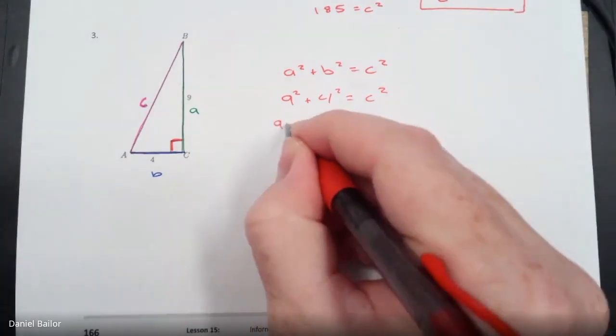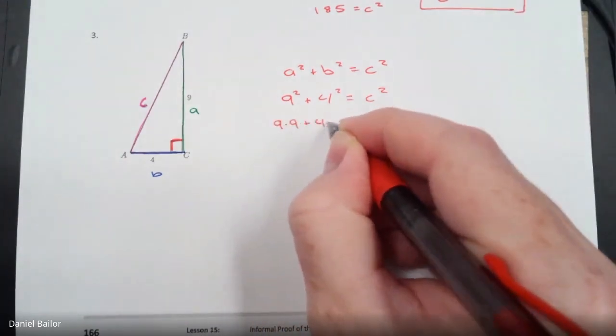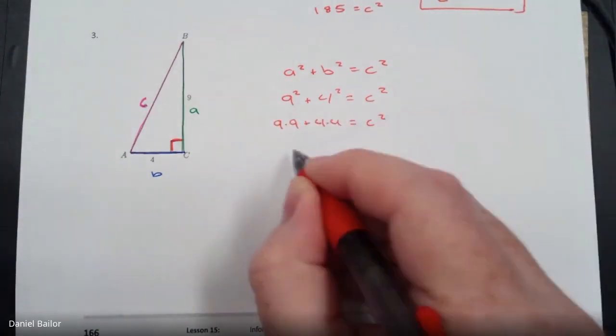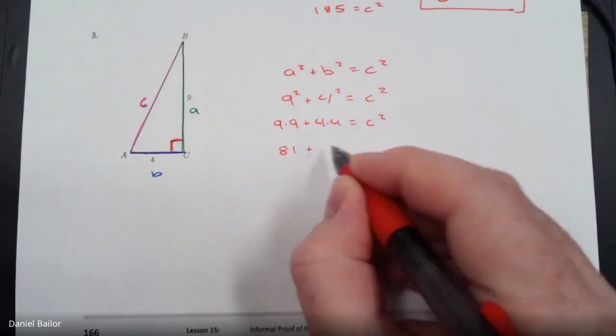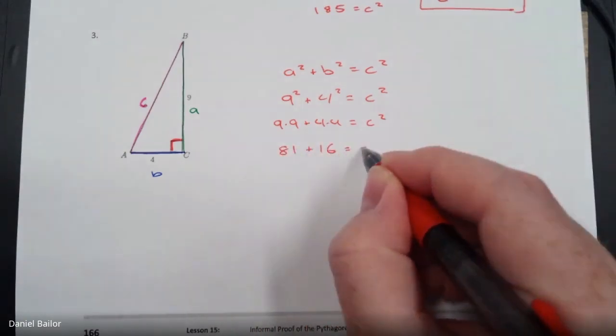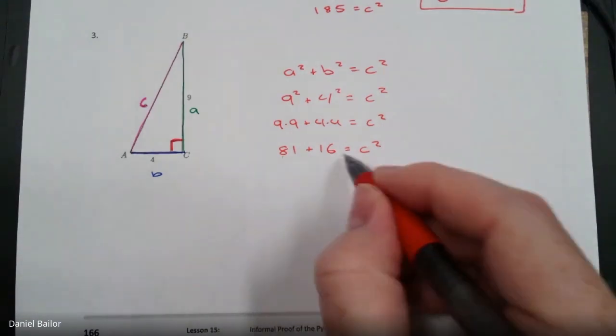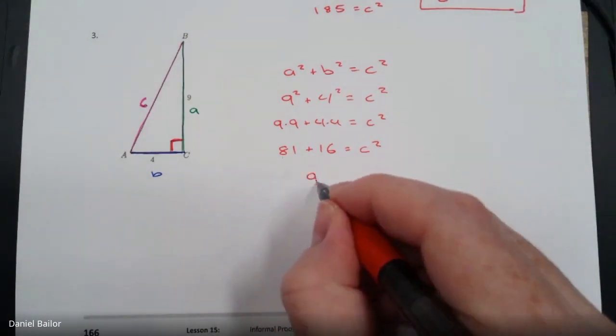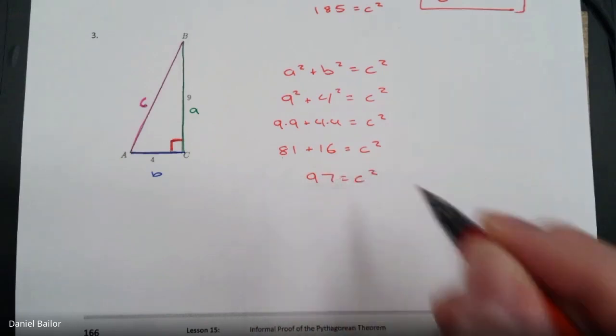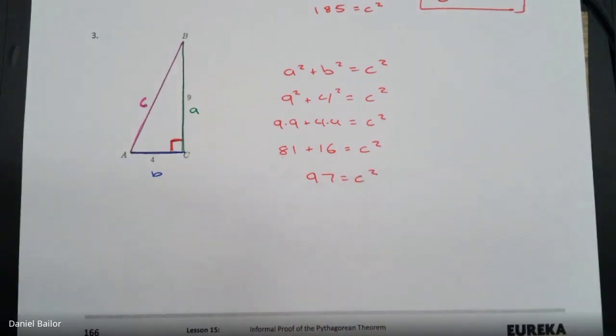9 squared is 9 times 9. 4 squared is 4 times 4. 9 times 9 is 81. 4 times 4 is 16. So we have 81 plus 16 equals C squared. 81 plus 16 is 97 equals C squared. Now, is 97 a perfect square? Can we simplify it even more?